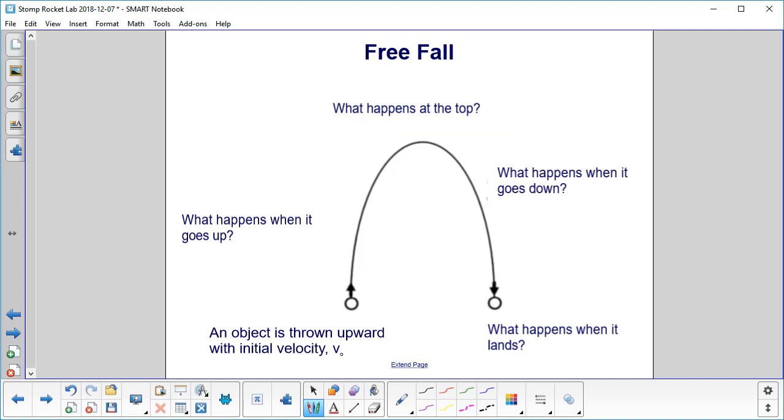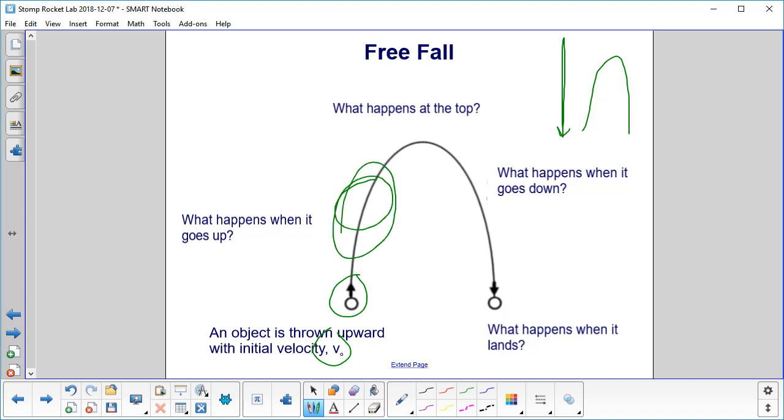Let's throw an object like a ball in the upward direction with an initial velocity v0. So we're going to start here. In reality, we want to throw it straight up and have it come straight down on the same path because we're only working in one-dimensional motion here, but we've expanded it out like this so we can put more words there. So you throw it up and you want to know what happens to the velocity and acceleration as you're going up, what happens at the very top of your trajectory, what happens when you go down, and finally what happens right before it lands.